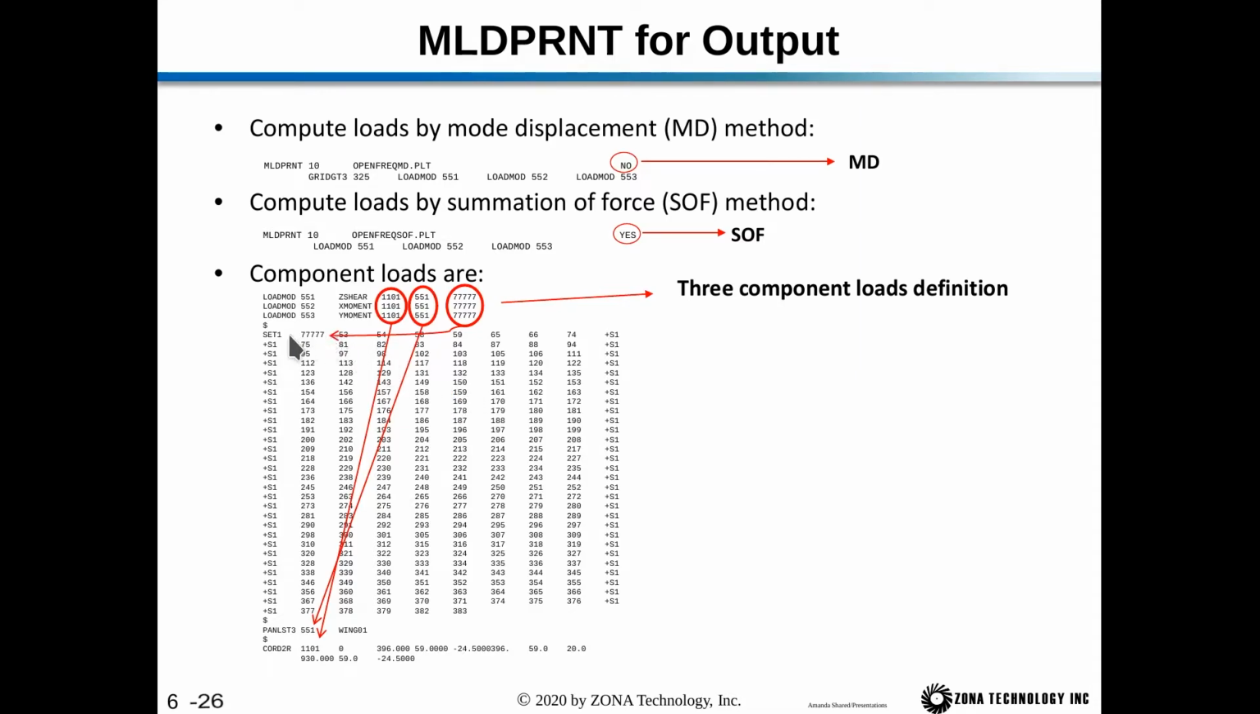So the set 1 here lists out all of the grids on the wing. So with the mode displacement method, only these grids are used. The boxes that we have defined are not used. But with the summation of forces method, the grids are used for the inertia force, and then the boxes defined by the PanLST card are used for the aerodynamic forces. And then lastly, we have this chord to our card to define the coordinate system where these loads are computed.